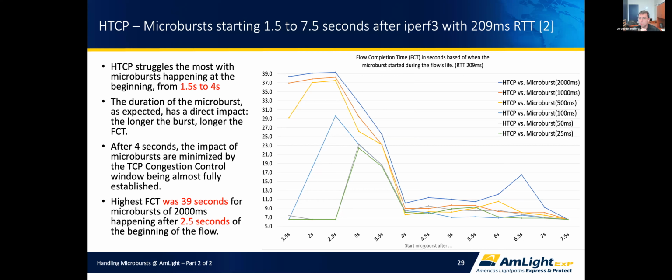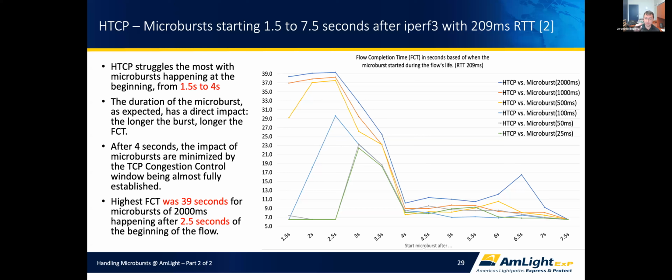So if we use the blue one as an example, and the mark of 1.5 seconds, meaning the microburst lasted 2000 milliseconds and happened after 1.5 seconds, the flow completion time would be almost 39 seconds. But if the same microburst happens at the mark of 5 seconds, it would be only 11 seconds, which shows that for HTCP, if you have a microburst at the beginning of the data transfer, in the first 3.5 seconds, then the impact to the flow completion time is much worse.